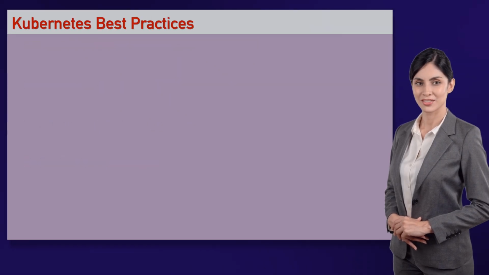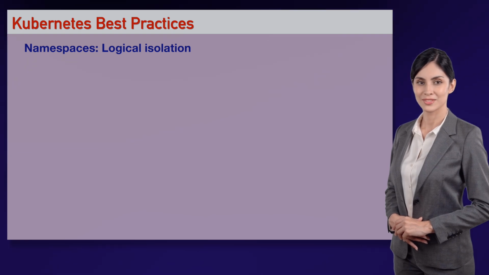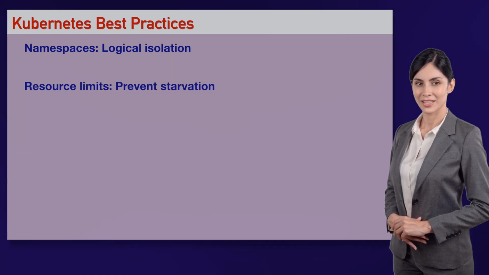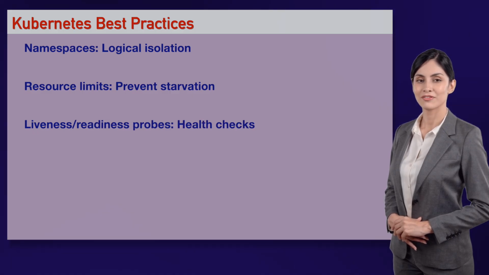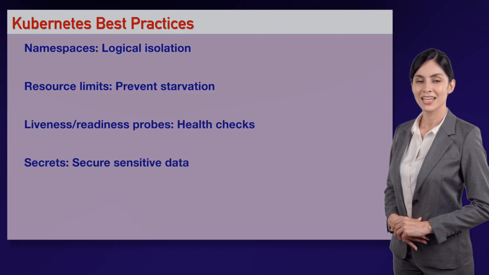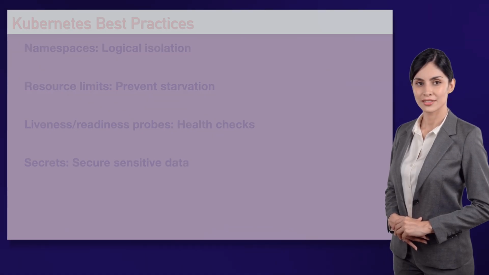Kubernetes best practices. Use namespaces for logical isolation of environments or teams. Set resource limits and requests to prevent pod starvation. Implement liveness and readiness probes for health checks and rolling updates. Manage secrets securely for credentials, avoiding env vars.